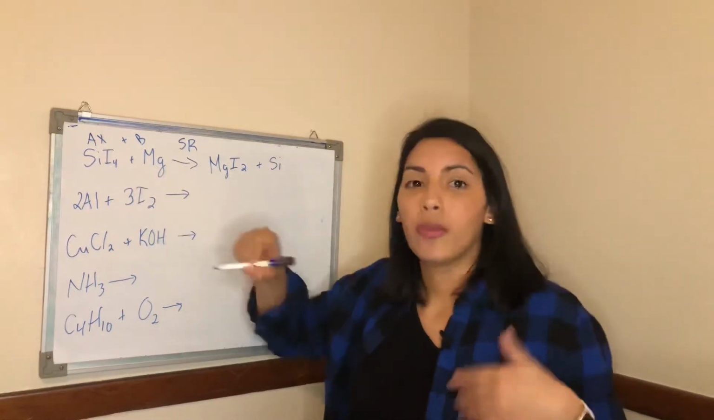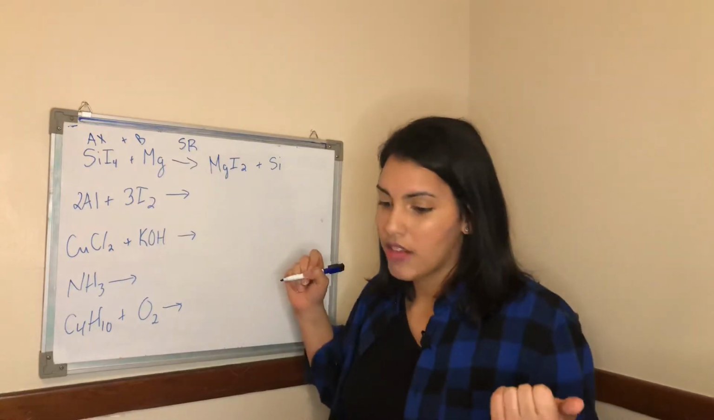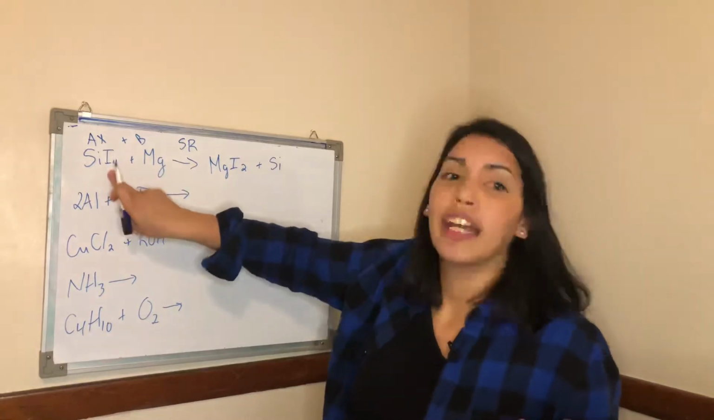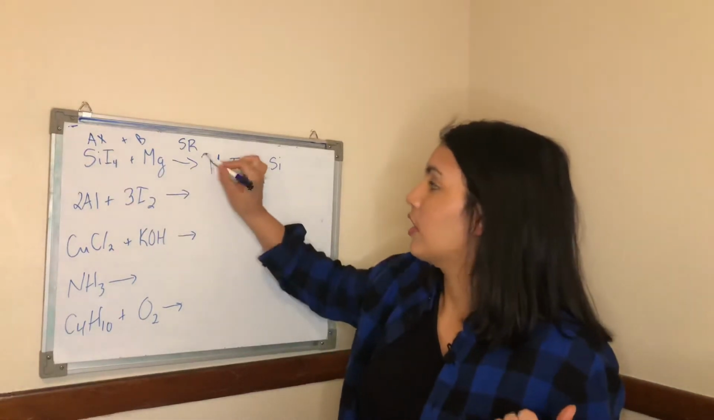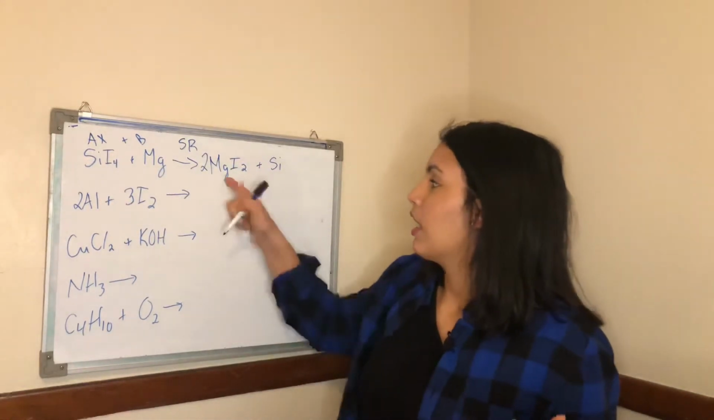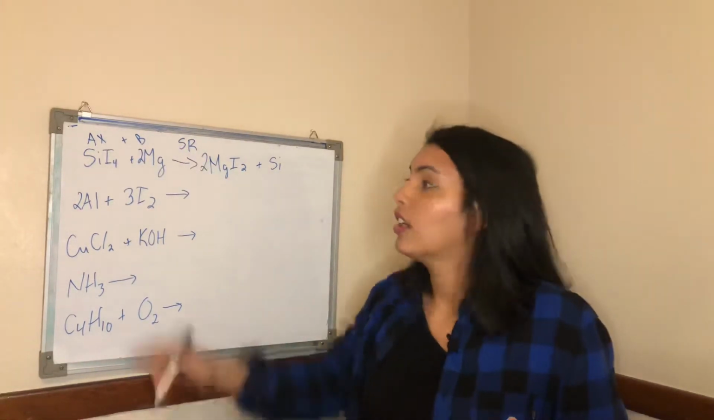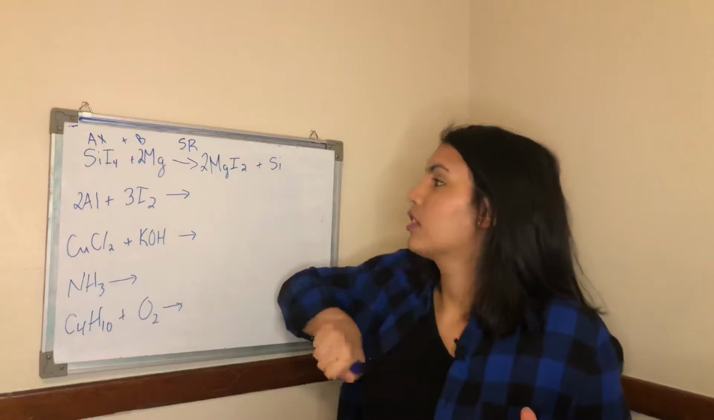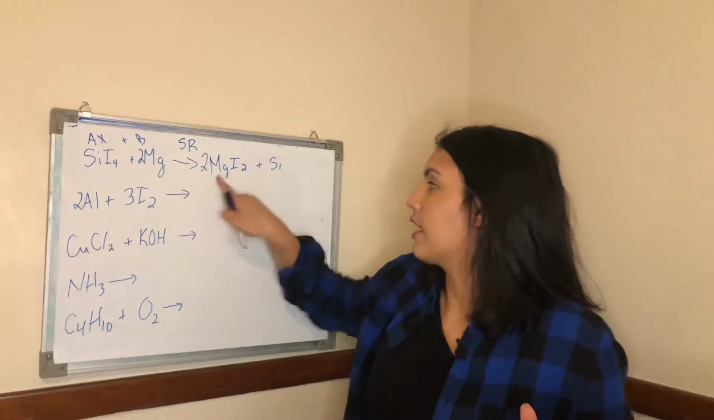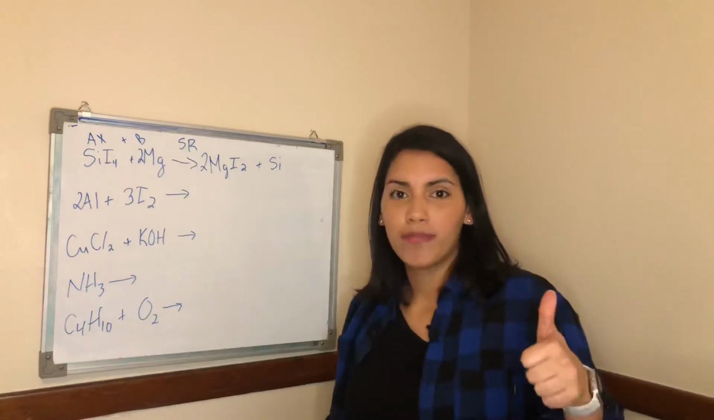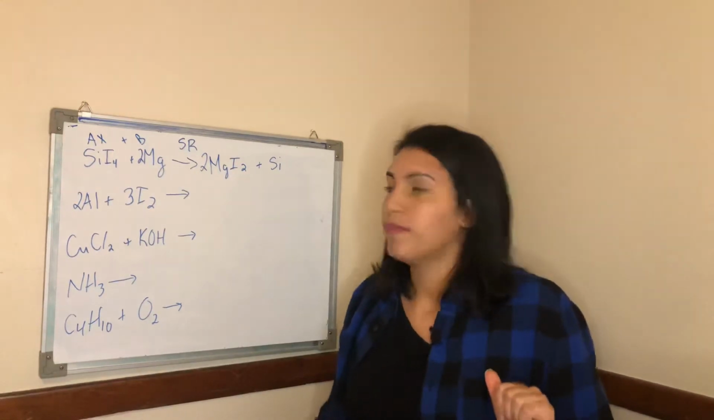And this is where we balance the equations again, right? So I need 4 iodines. I only have 2 here, so I'll need to have 2 there. And now I have 2 magnesium, so I need to make sure I have 2 on that side. So I have 1 silicon, 4 iodine, and then 2 magnesium. So I'm all set, okay? So let's try the next one.